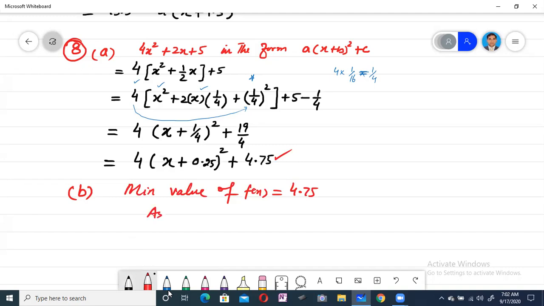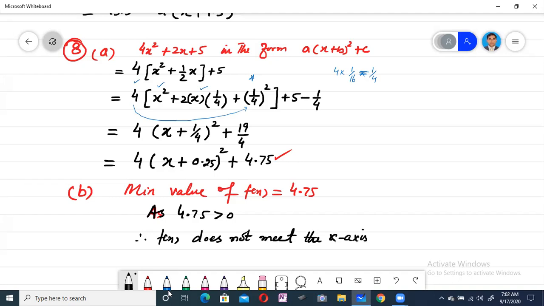4.75 is greater than 0, therefore f of x does not meet the x-axis. This is the answer.